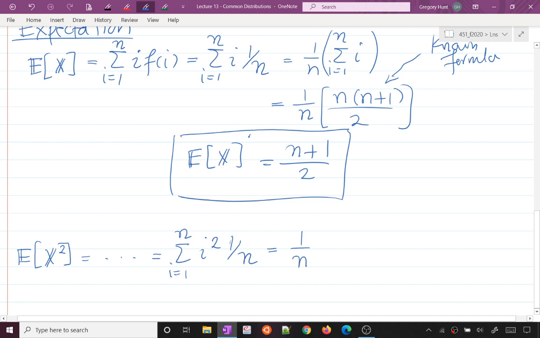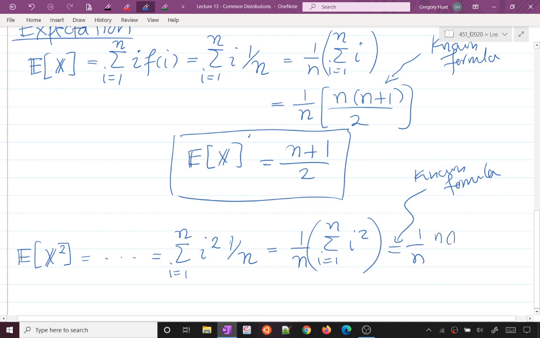And that, again, factor out that 1 over n, it's the sum from 1 to n of the squares. And there is, again, a known formula for the sum of the squares from 1 to n, which I'm not going to expect you to know. And that formula is, well, so first we have our 1 over n out front, and then the sum of the squares is n times n plus 1 times 2n plus 1, all that divided by 6.